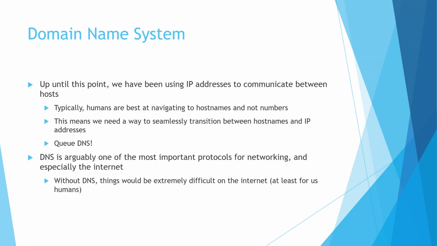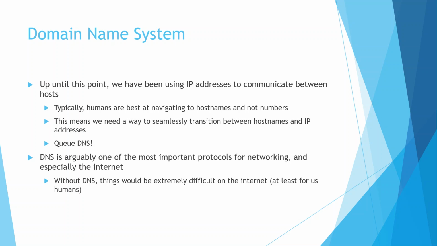So the domain name system. Up until this point, we've been talking about network communication using IP addresses. But everybody knows that we don't browse to 216.something.something.something to get to Google. We go to www.google.com. And so we as humans are great at remembering names. We're great at remembering how to browse to these different names. But we're not really great at remembering numbers.